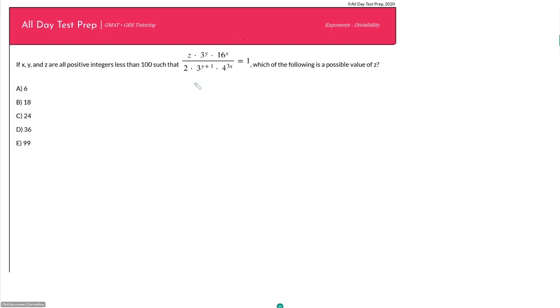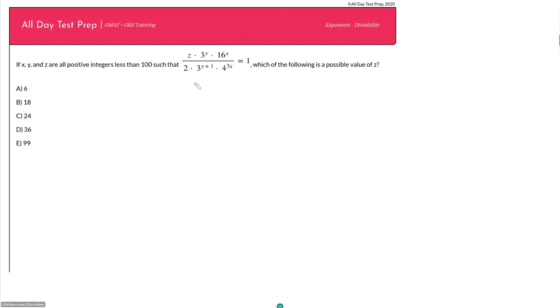If x, y, and z are all positive integers less than 100, such that z times 3 raised to the y times 16 raised to the x, all over 2 times 3 raised to the y plus 1 times 4 raised to the 3x, is equal to 1, which of the following is a possible value of z?